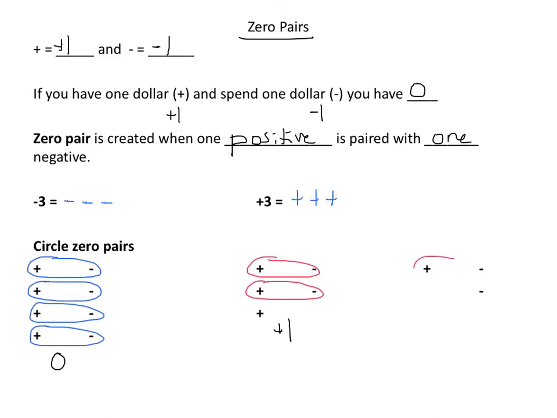Each of those represents a 0, but we're left with one positive sign, so our final value would be +1. And in our last one, we have one zero pair. We have one negative sign remaining, so our final value would be -1. Like I said, just something to keep in mind as we move forward into the future lessons.